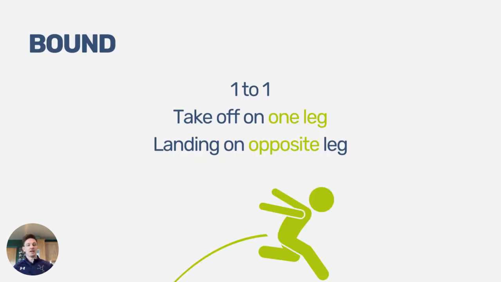The second term we'll look at is what's called a bound. Now that is where, if you think of running, we're bounding from one leg, we're taking off on one leg, and we're landing on the opposite leg. So forms of running drills or sprinting drills would be forms of bounding.